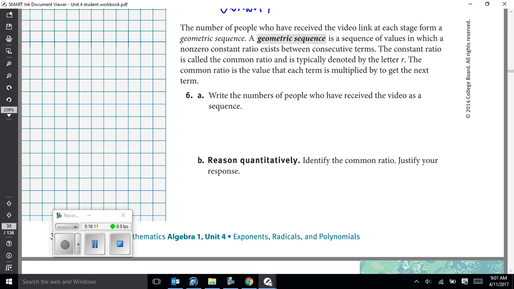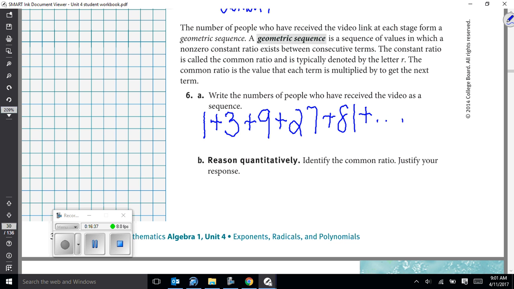So in table 1, so stage 1 we had one person, we had Keisha, and then to that we added how many people? 3. And then to that we added 9. And then to that we added 27. And then to that we added, what was the next stage? What was stage 5? 81. And it would keep on going, right? So identify the common ratio, justify your response. So each stage, we had said when it said, what's your pattern? Each time we're multiplying by how much?